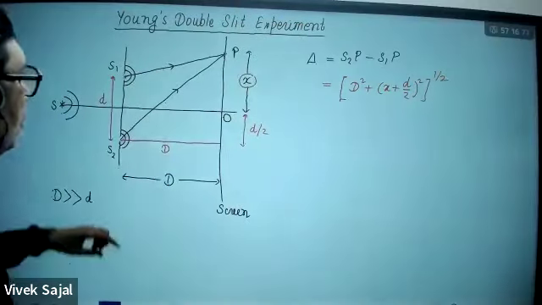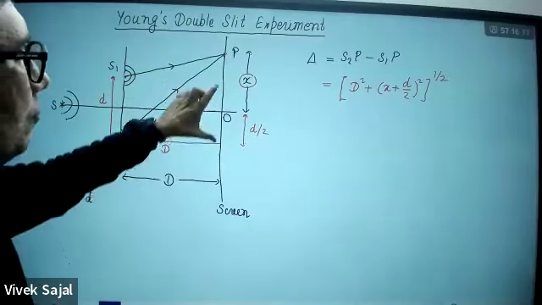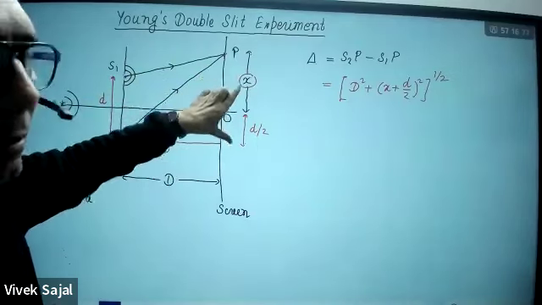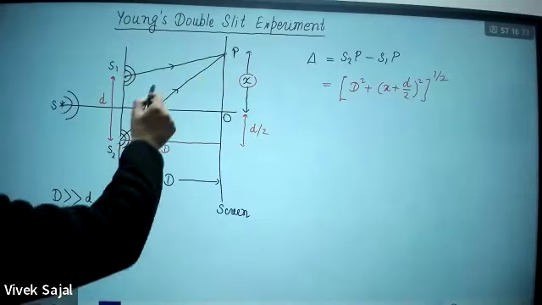I'm using Pythagoras theorem, so hypotenuse square will be equal to capital D square plus (x plus d by 2) square. I'm using this one. Now what will be S1P?